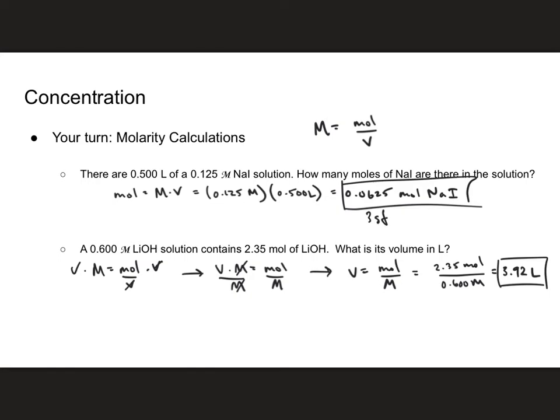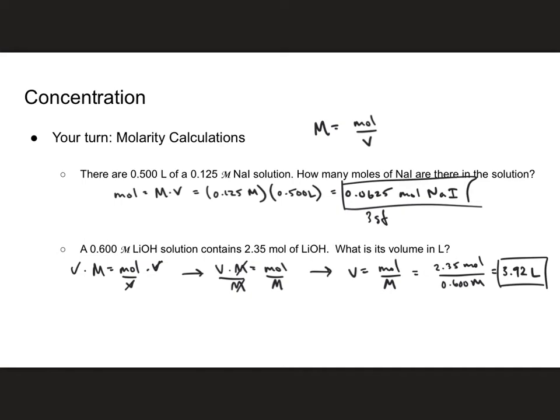Okay. The second one, we haven't seen one solving for this variable yet, but it says, right, a 0.600 molar LiOH solution contains 2.35 moles of LiOH. What is the volume in liters? So now we want volume by itself. So to do that, I'm going to first multiply both sides by volume. Okay, so that cancels volume on the right. Then I get volume times molarity is moles, which is the same equation as right here. And then to get volume by itself, I'm going to divide both sides by molarity, right? Okay, and I get volume equals moles divided by molarity.